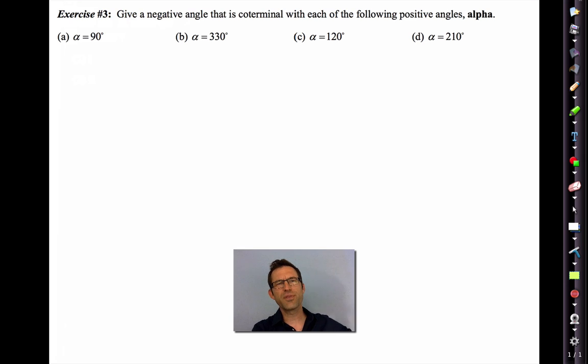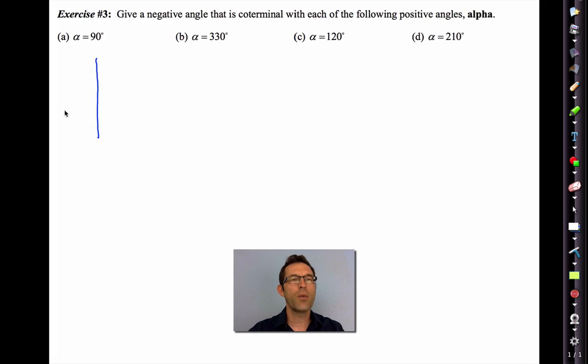And let's keep going with the terminology. Exercise 3. Give a negative angle that is coterminal with each of the following positive angles. This time I'm going to use the letter alpha, the Greek letter alpha, first letter of the alphabet in the Greek alphabet. That's why our alphabet's called an alphabet. So let's take a look.